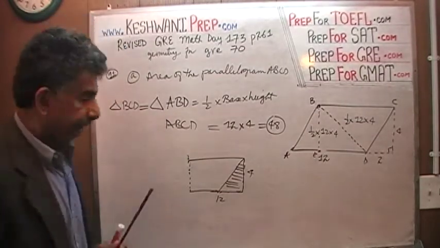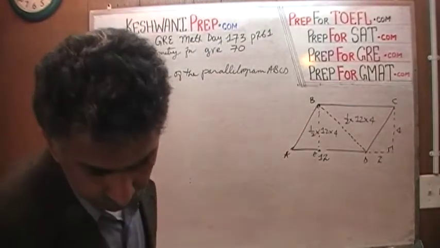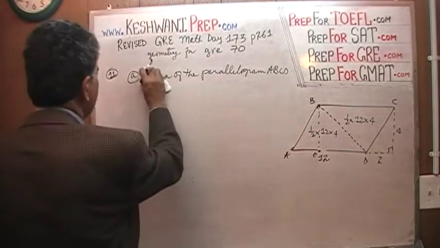So that was part A. Part B, the perimeter of the thing. All right.